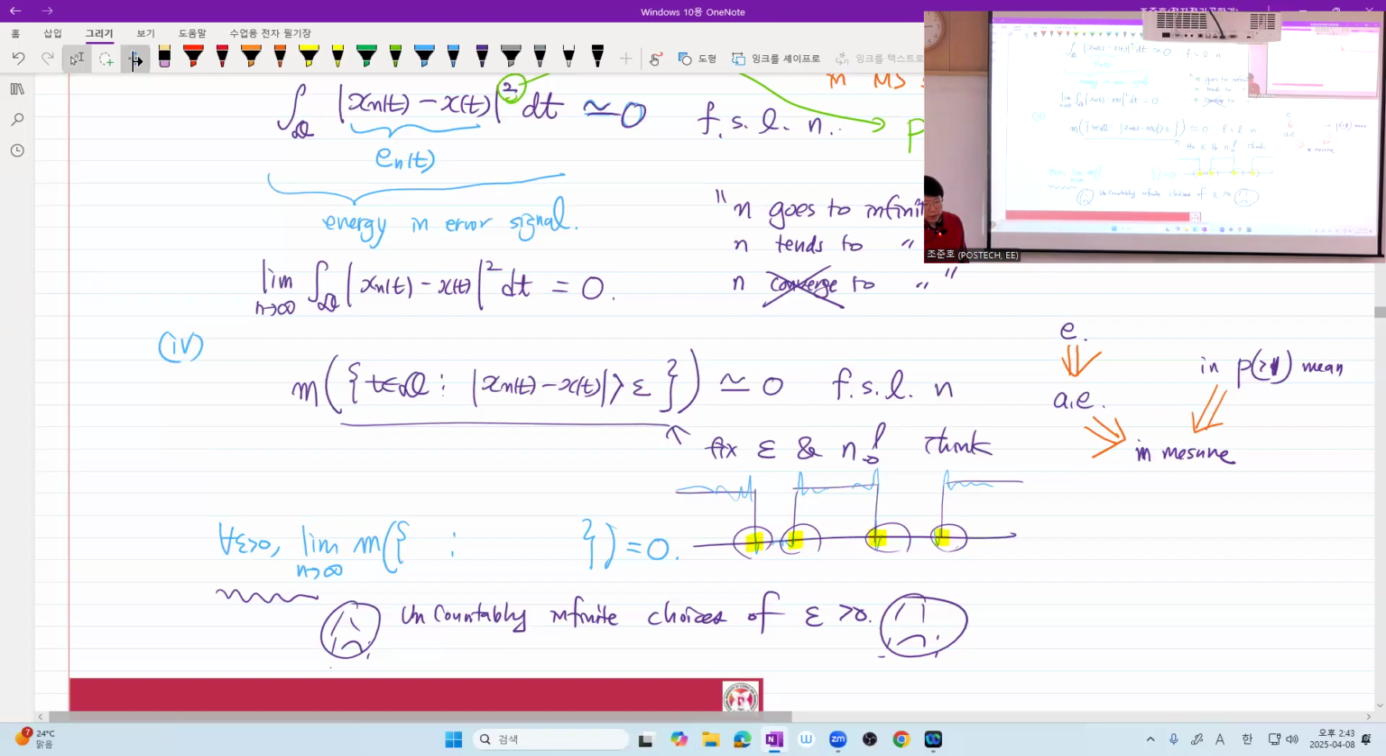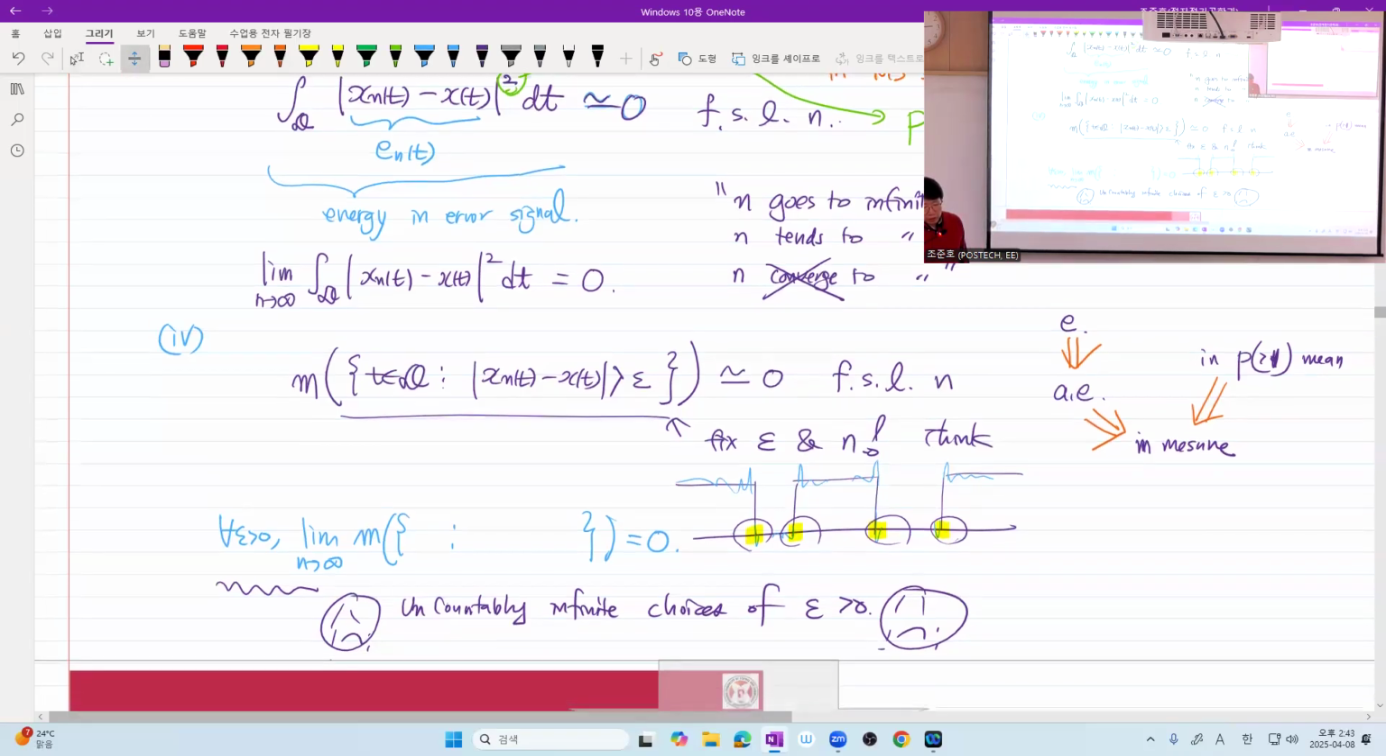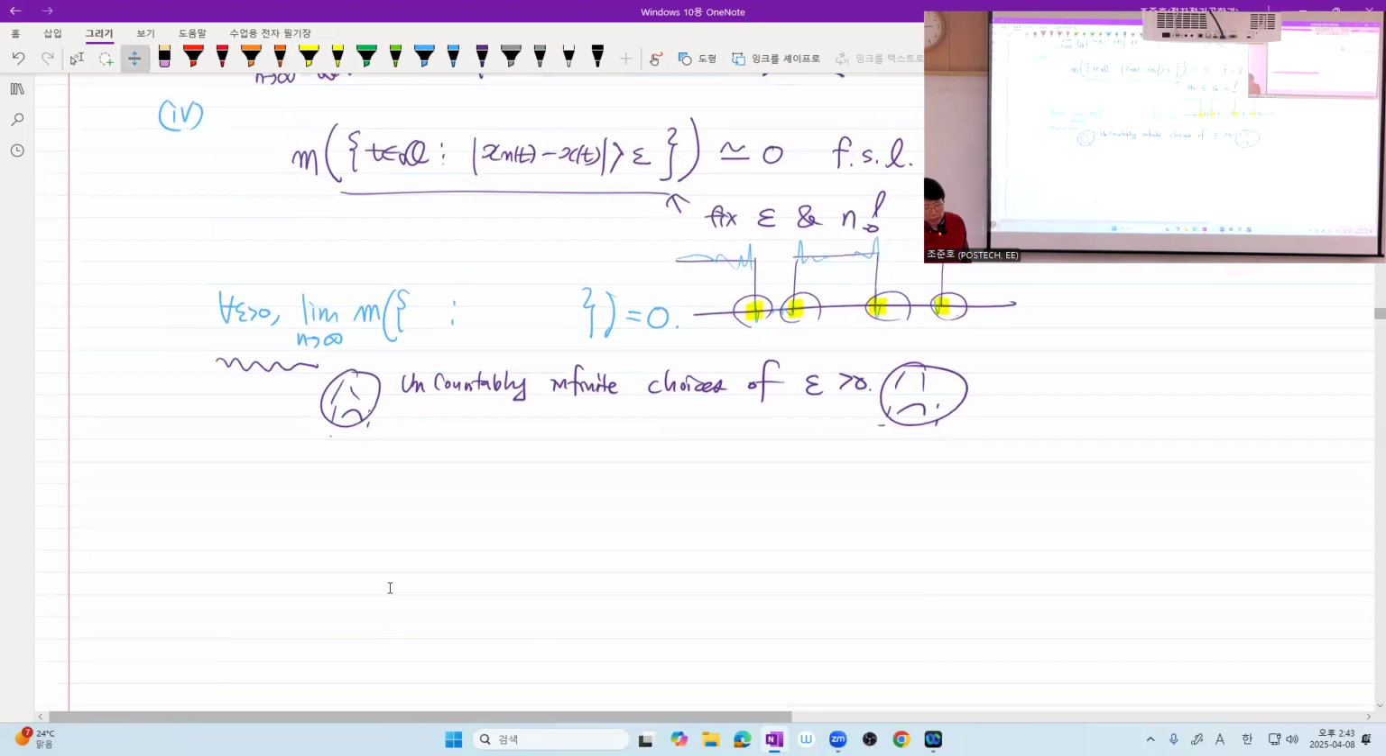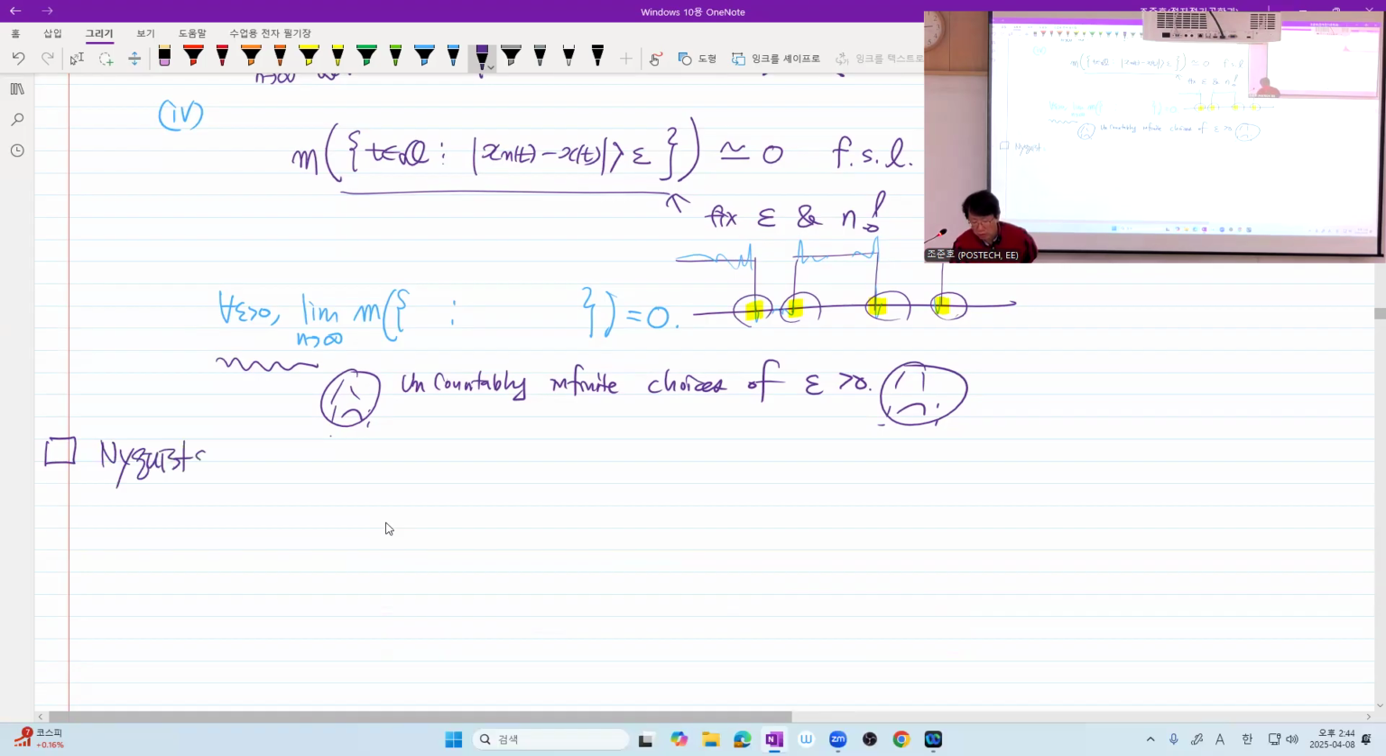Here goes the final thing. Relation with sampling. So I'm not going to prove that, but let me give you the exact theorem. So here goes the Nyquist sampling theorem.